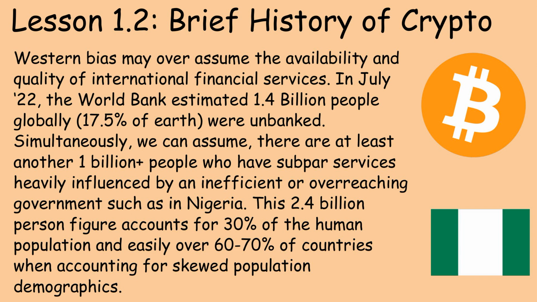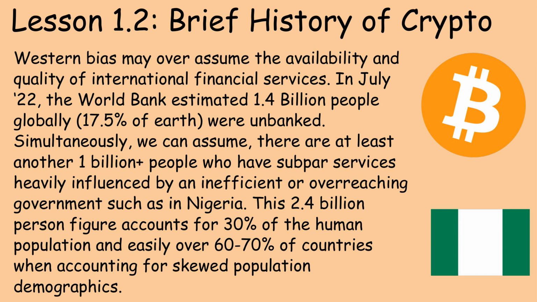So, Western bias, and this is coming from the perspective of Americans, so if you're from anywhere else outside the world, just fix this to where you're at. But Western bias may overassume the availability and quality of international financial services. In July 2022, the World Bank estimated that 1.4 billion people globally, which is about 17.5% of the Earth's population, were unbanked. And these are typically religious minorities, women, people in war-torn areas, etc.